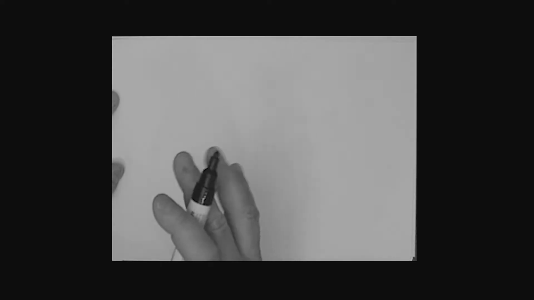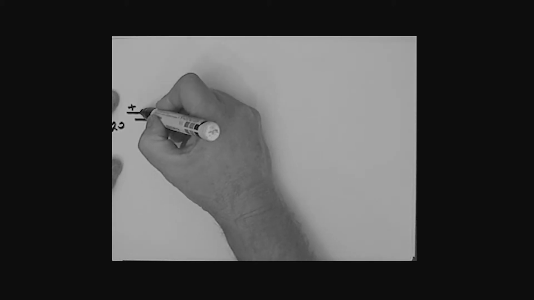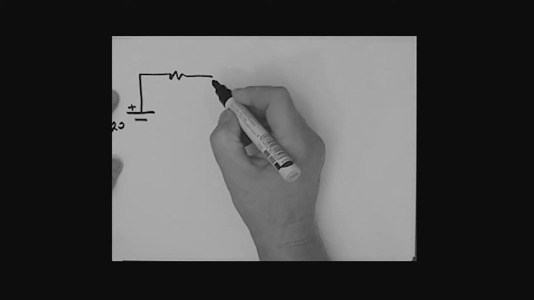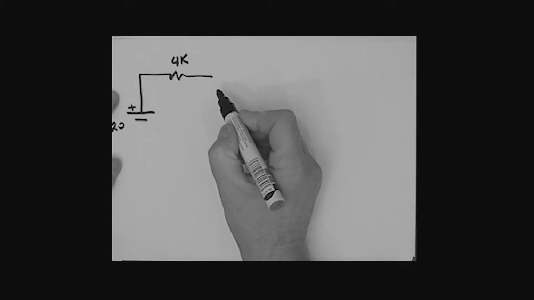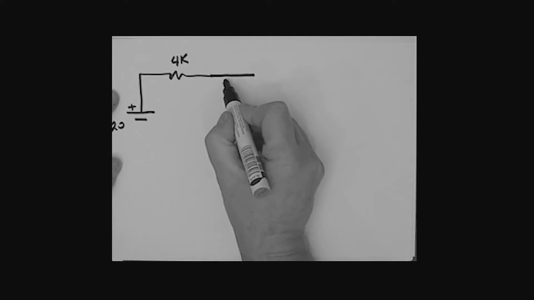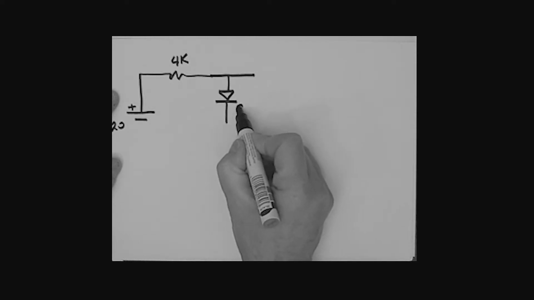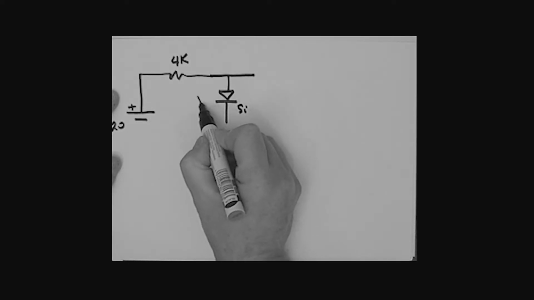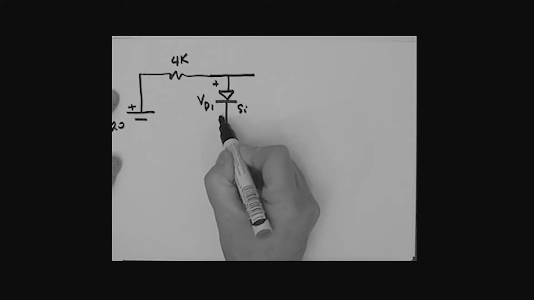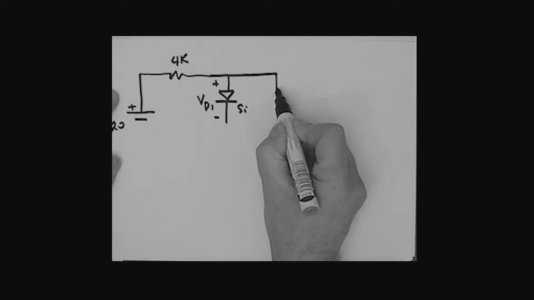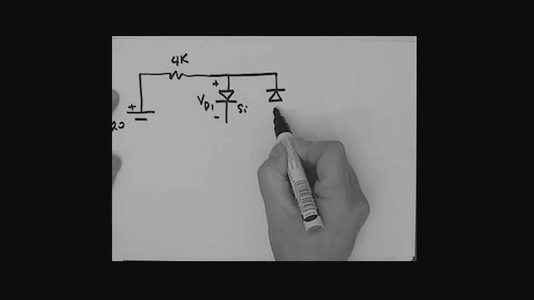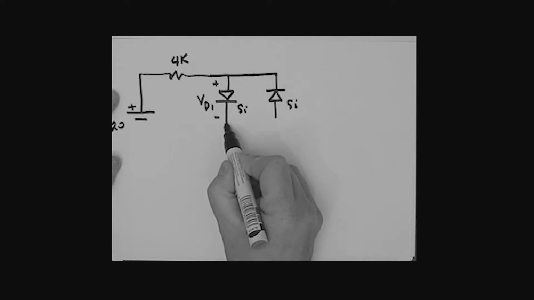The next problem that we're going to consider, once again, is a series parallel type circuit. We've got a source here, which we'll say is 20 volts. We've got a resistor over here with a value of 4K. And let's have a diode here, which is a silicon diode. We'll call the voltage across it VD1, plus minus. And then let's put another diode over here like this, which is also a silicon diode.